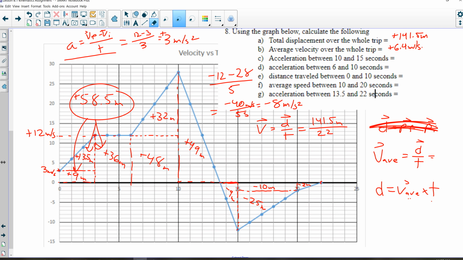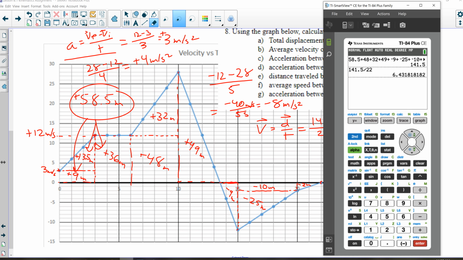Okay, acceleration between 6 and 10 seconds, same formula. My final velocity at 10 seconds is +28. My initial was 12. So 28 minus 12, divided by 4 seconds, since there's 4 seconds between 6 and 10. That's going to be 16 over 4, so +4 meters per second squared will be our answer for D. Okay, distance traveled between 0 and 10 seconds. Did I already do basically all the work for that? I just have to add all those numbers together.